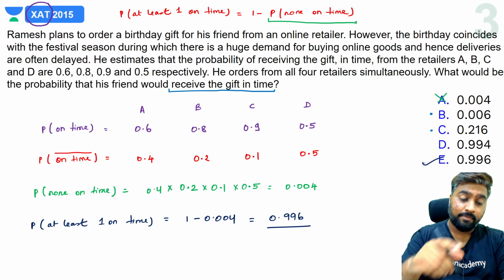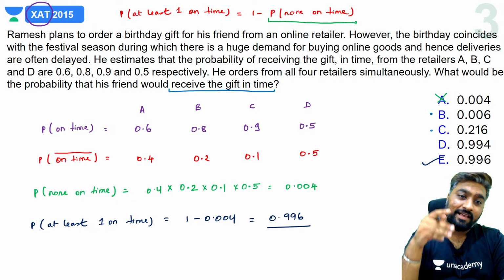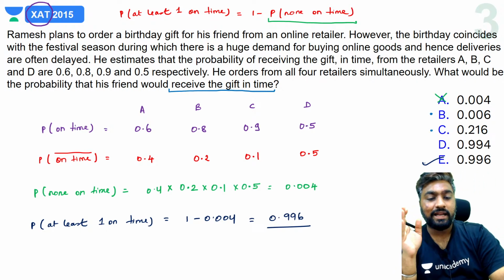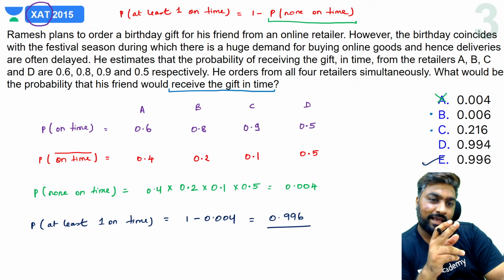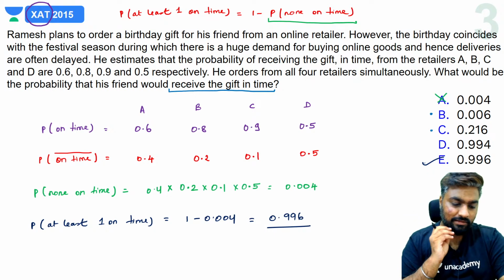मतलब भैया इसका गिफ्ट तो पहुंच गया, इसका गिफ्ट तो पहुंच गया भाई. 0.996 मतलब 99.6% प्रोबेबिलिटी के एटलीस्ट एक गिफ्ट तो पहुंच ही जाएगा.